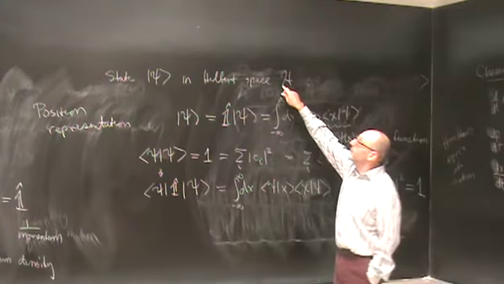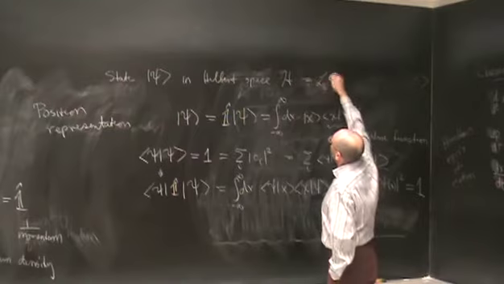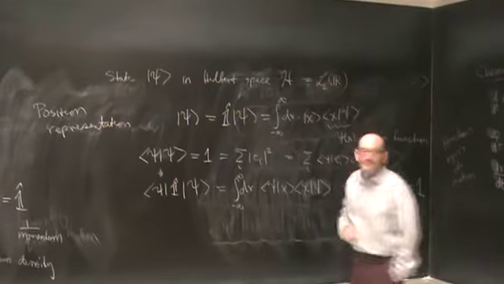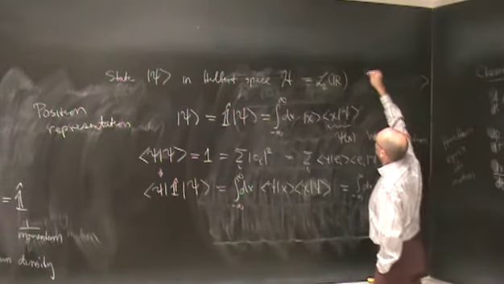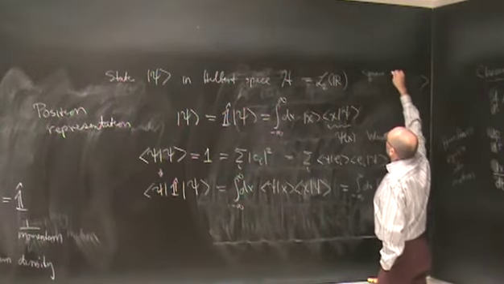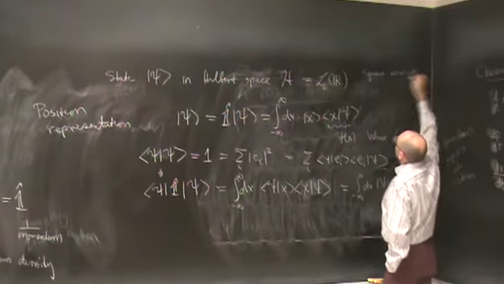So this Hilbert space has a technical name. The Hilbert space is called L2 over R. That Hilbert space is the space of square normalizable functions.